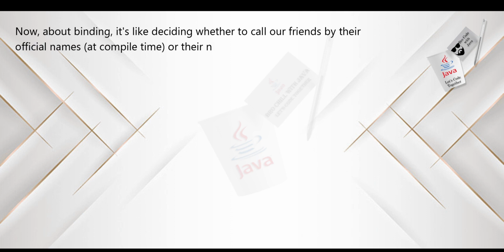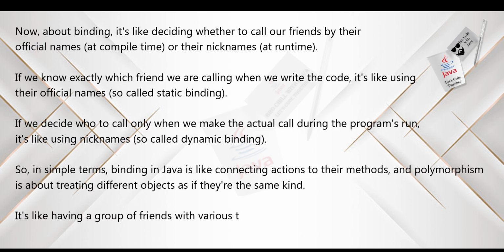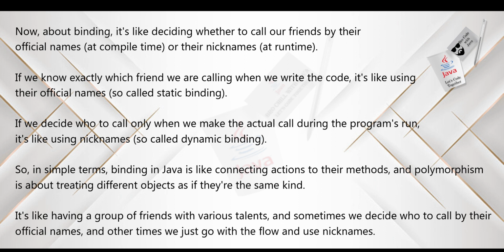Now, about binding, it's like deciding whether to call your friends by their official names, at compile time, or their nicknames, at runtime. If we know exactly which friend we are calling when we write the code, it's like using their official names, so-called static binding. If we decide who to call only when we make the actual call during the program's run, it's like using nicknames, so-called dynamic binding.